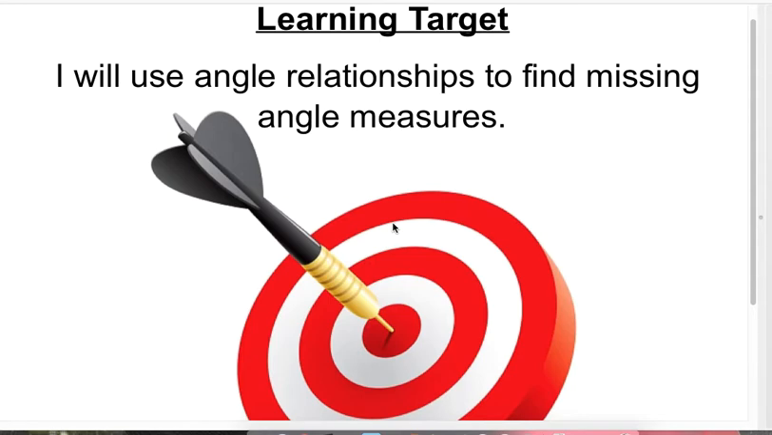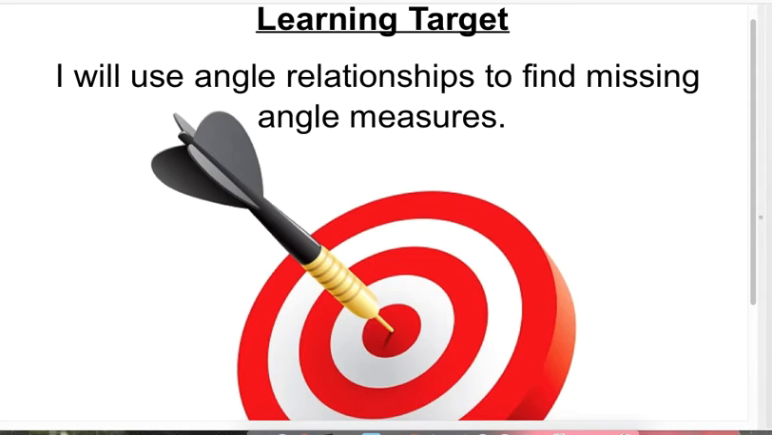The learning target for this lesson is that you are going to use your understanding of angle relationships to find missing angle measures. That means all of the vocabulary that you've already learned about angles, such as vertical angles and supplementary angles, complementary angles, alternate interior, alternate exterior. You're going to take all of your knowledge about those different kinds of angles and relationships, and you're going to put that to work to find missing angle measures. All right, so let's hop into it.